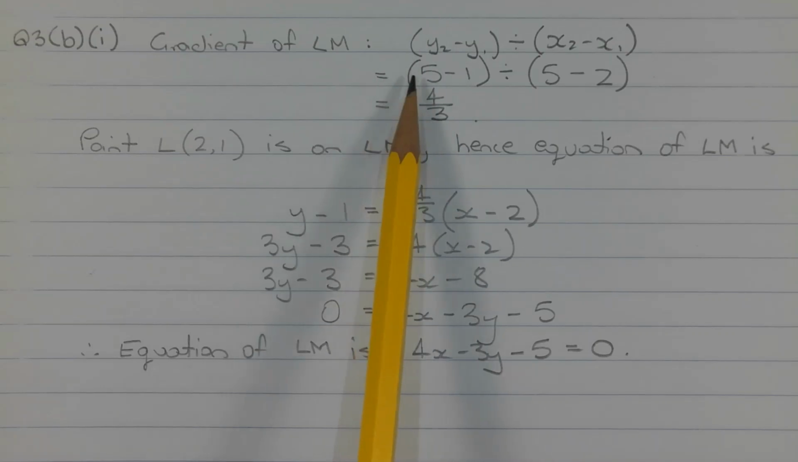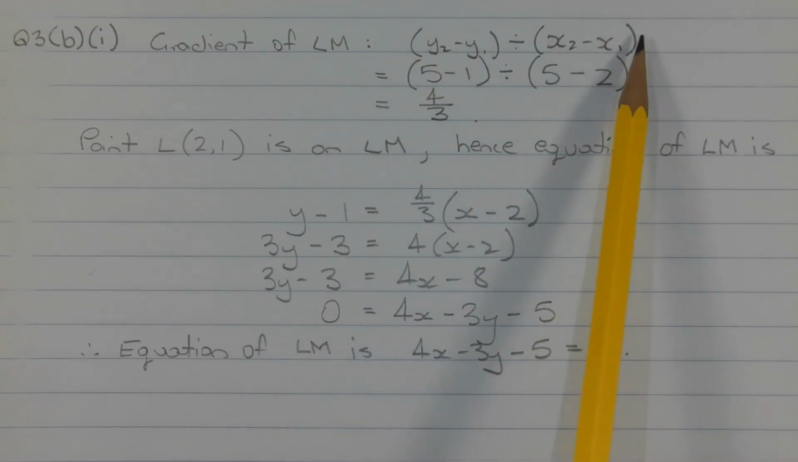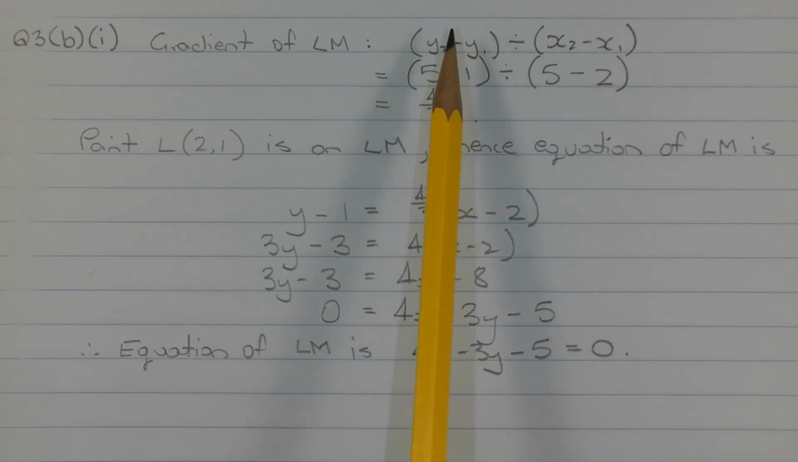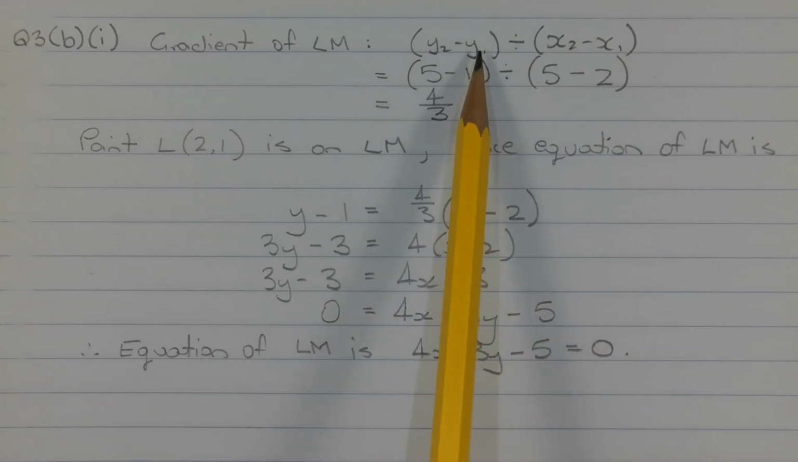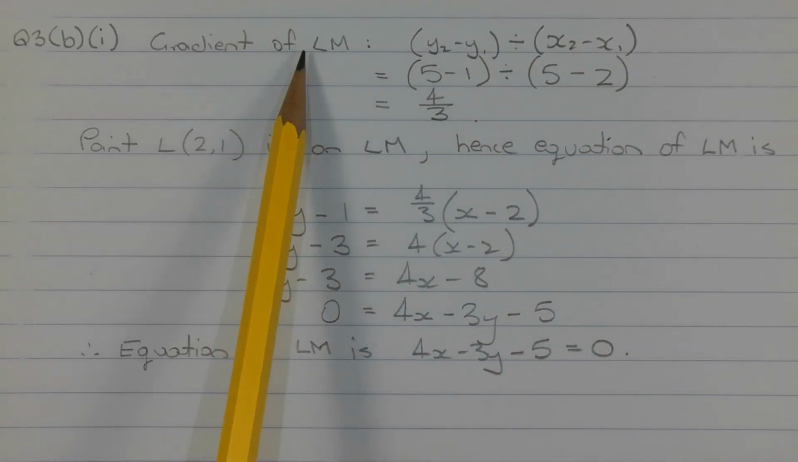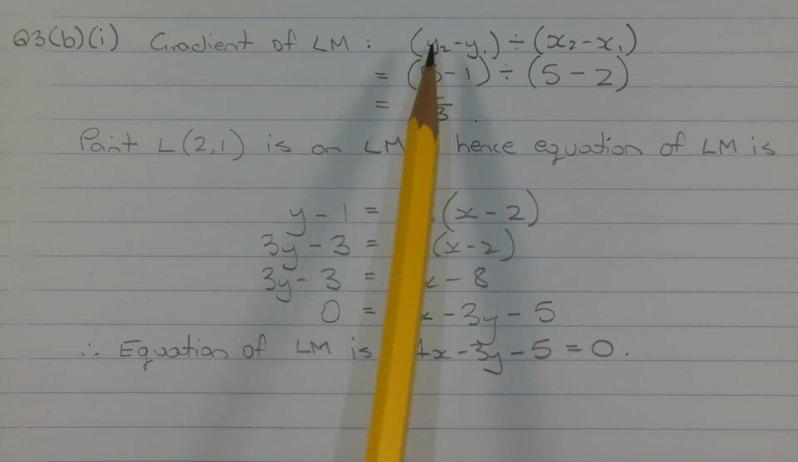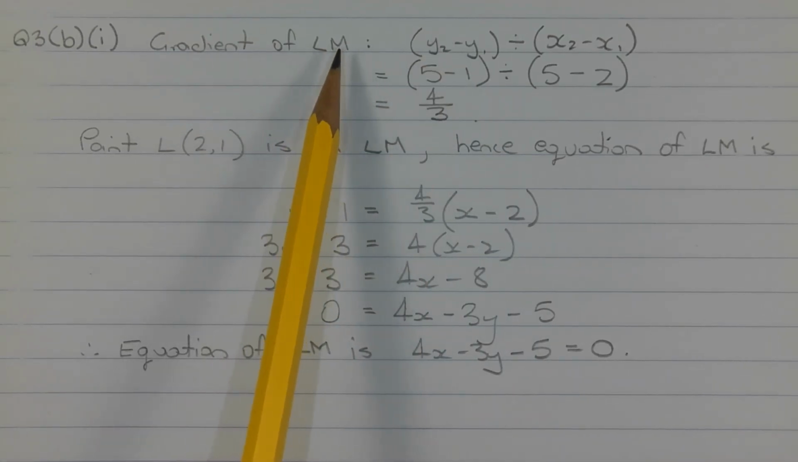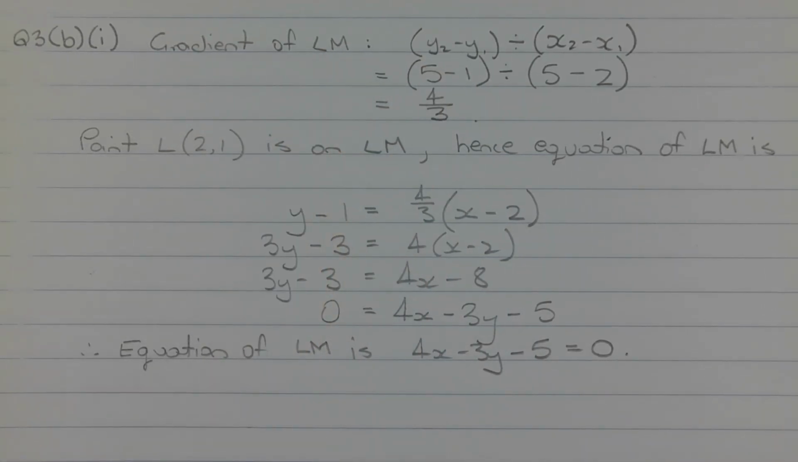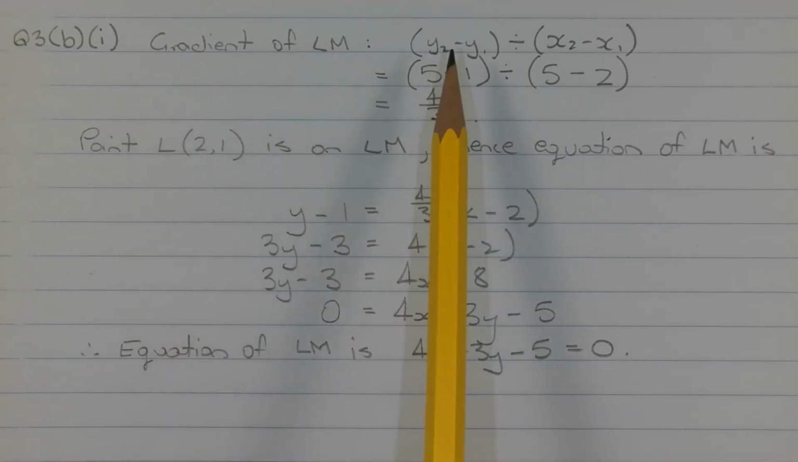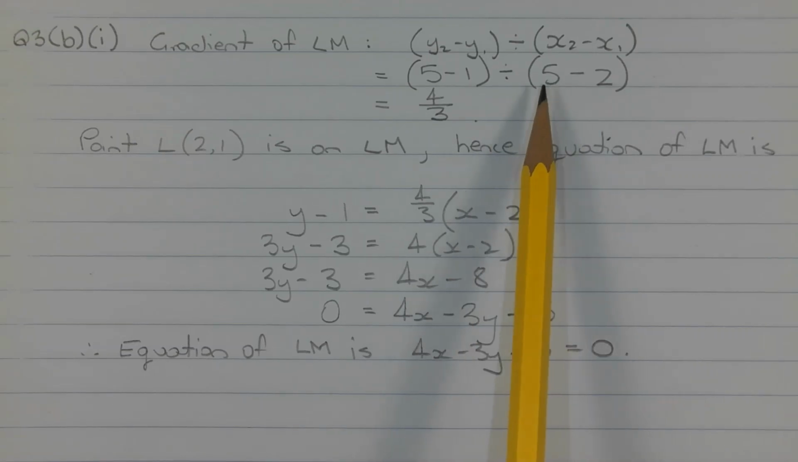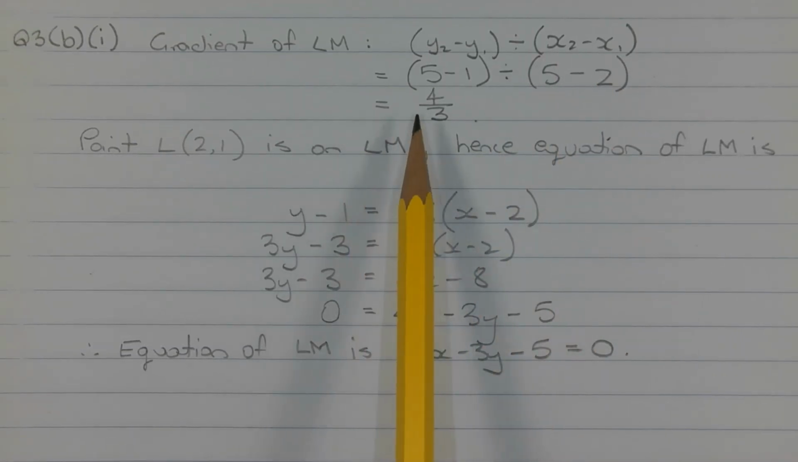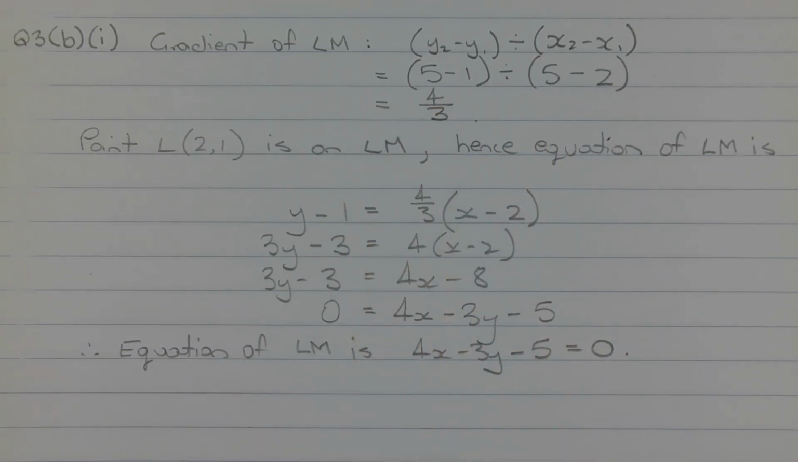So that's change in y divided by change in x, otherwise known as rise over run. So x1, y1 represent the coordinates of point L. x2, y2 represent the coordinates of point M, and note that gradient's always measured from left to right. So the gradient of LM, substituting the values, we have (5 minus 1) divided by (5 minus 2), which gives us 4 over 3 in fraction form.